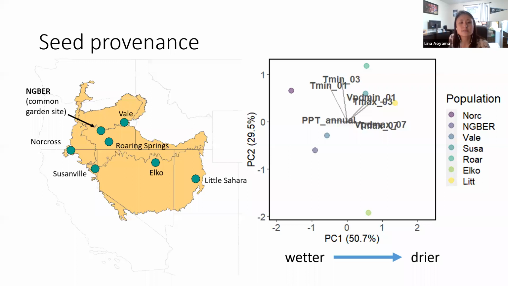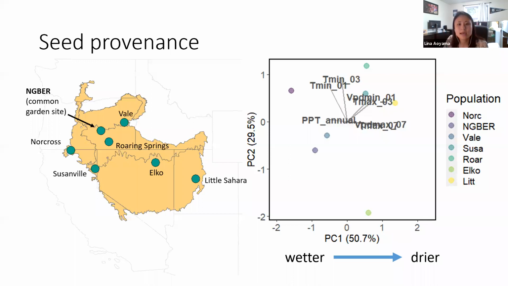I obtained seeds from 6 locations across the Great Basin. To rank the seed provenance by climate, I used a multivariate analysis called principal coordinate analysis, or PCA, to collapse the climate variables. And then I used 30-year average values of annual precipitation, minimum and maximum temperature, and vapor pressure deficit in the beginning and the end of the growing season.